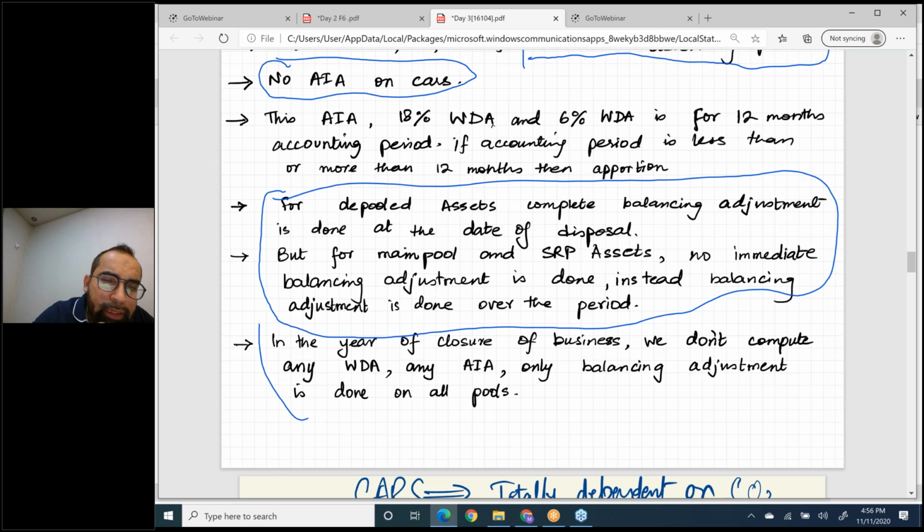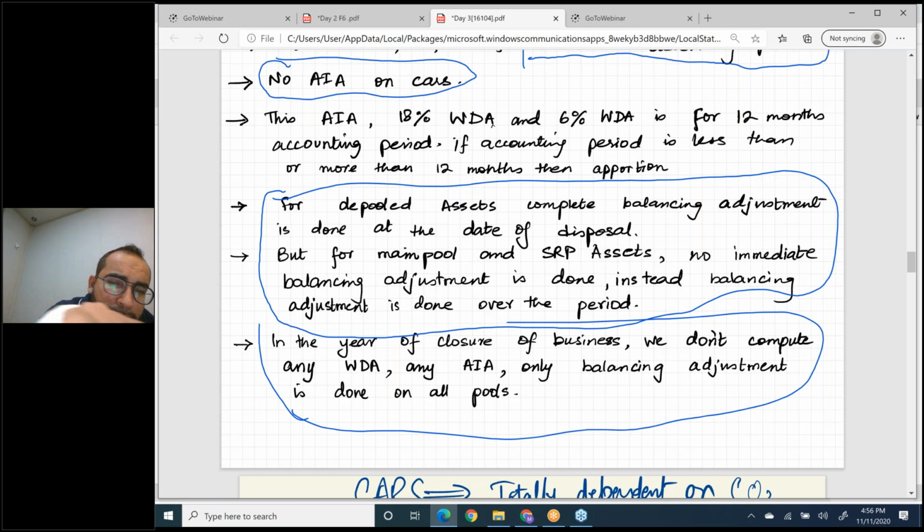In the year of closure of business, we don't compute any WDA. No more 18%, no more 6%, no AIA, nothing. No more such things. We only compute real depreciation, that is balancing adjustment, in the year of closure. There are questions in the exam kit for this.